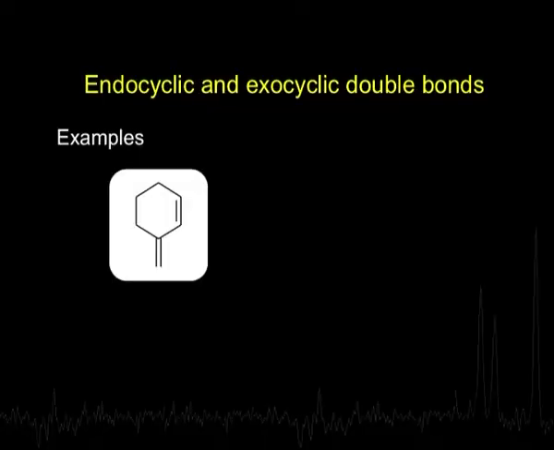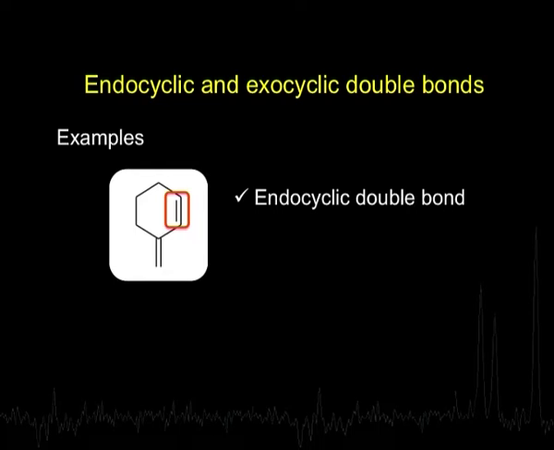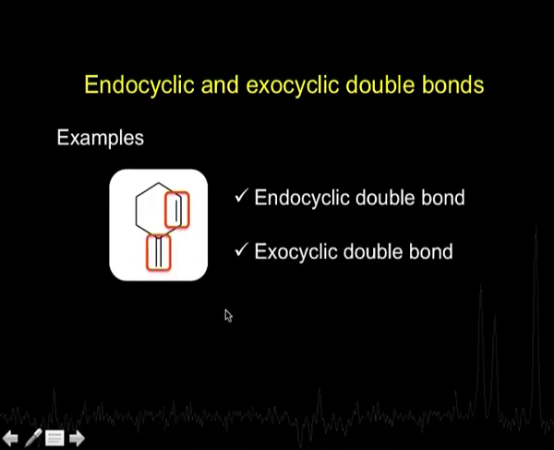Let us move further and see what we understand by endocyclic and exocyclic double bonds. Look at this molecule. This is a double bond which is a part of the ring system, so it is called endocyclic because it is inside the ring. Whereas this double bond here is exocyclic, that means the double bond is outside, exo to the cyclic system.